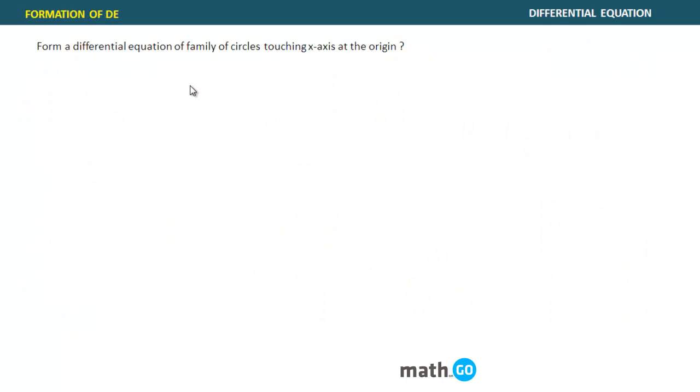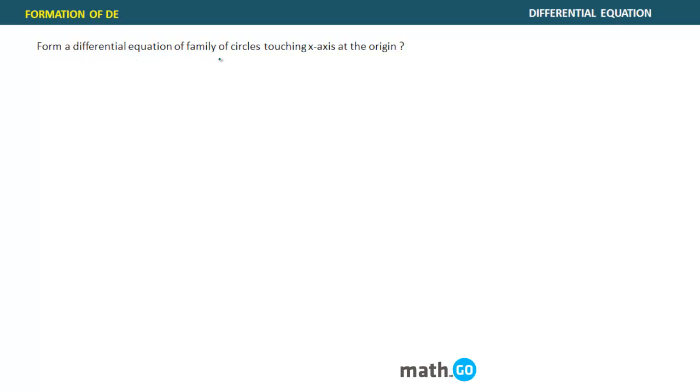Okay, now let's look at the other aspect of this chapter, that is formation of differential equations. So what you will be expected to do in formation of DE is that some constraints will be given to you in the question, and you will now try and form the differential equation out of it. Constraint will be given in the English language, and then you will try to form DE. So I'll take an example and then I'll show you what are the steps involved in formation of DE.